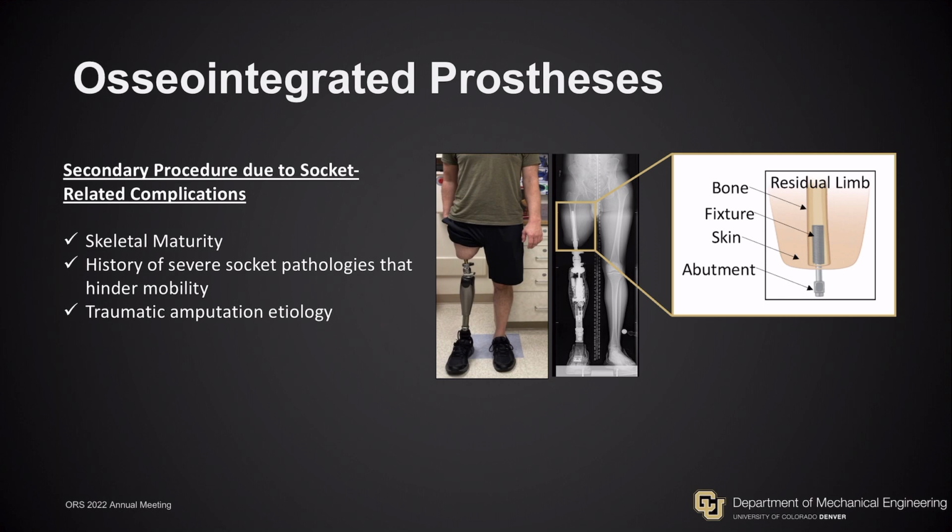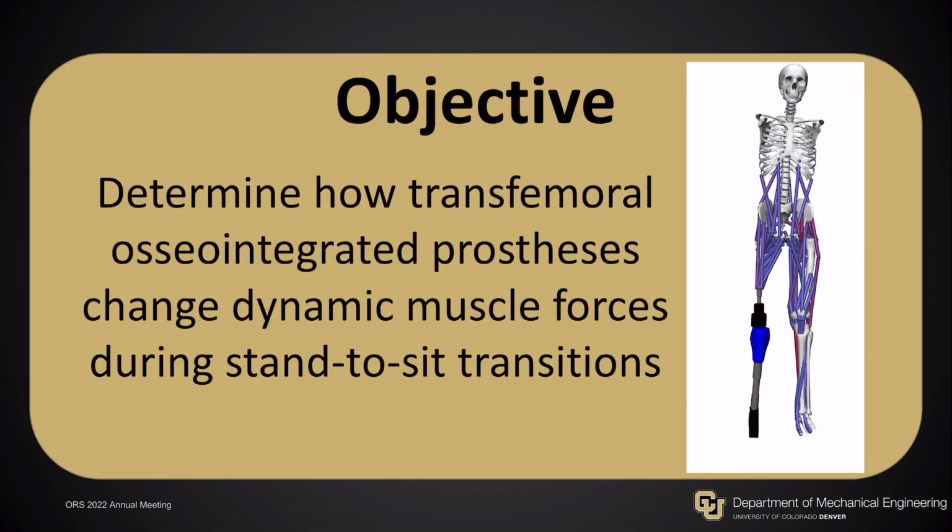This led to the development of osseointegrated prostheses. These are a recent alternative to a socket that involves direct fixation of the prosthesis to the residual limb through an implant that is inserted into the intramedullary canal of the femur. This implant then extrudes out of the body, and the prosthetic limb is directly attached through the abutment as shown here. Our preliminary evidence is highly positive surrounding patient satisfaction and clinical outcomes, but less is known about the biomechanical effect of this novel prosthesis.